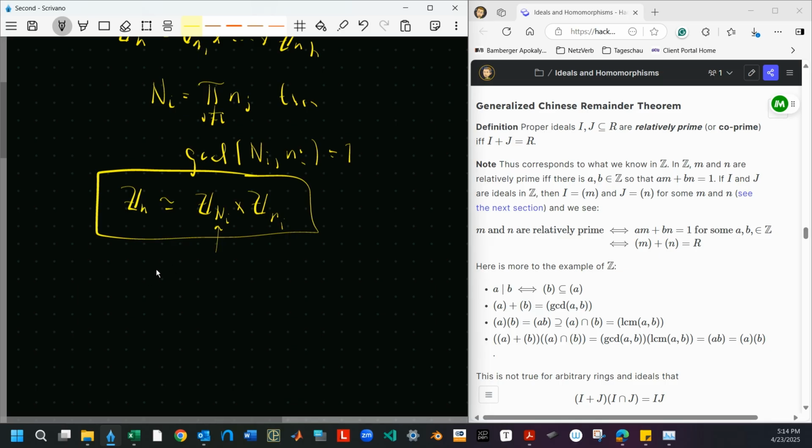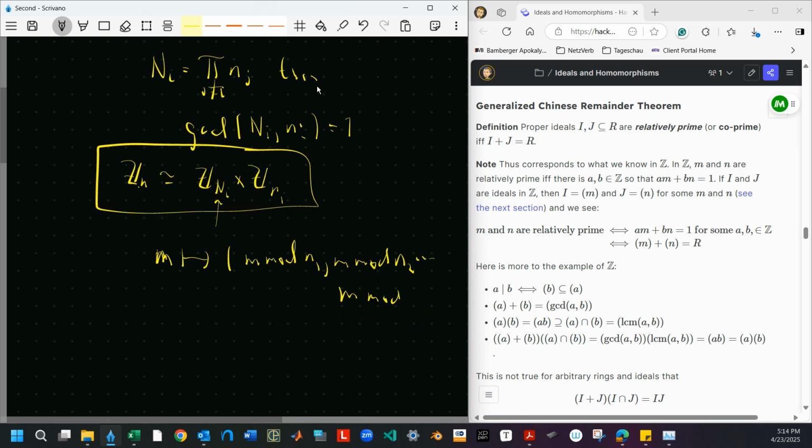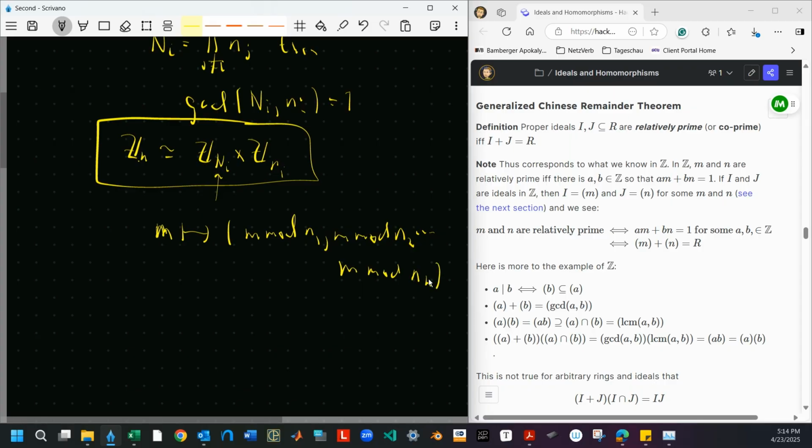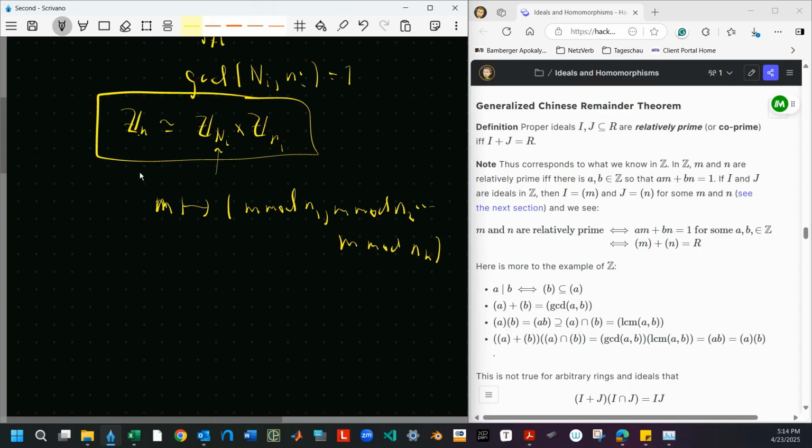So what is the map actually? The map is just some m less than n gets mapped, in the general case, to m mod n1, m mod n2, and you just keep going like that, up to m mod nk. I shouldn't call it n up here, that was bad of me. This should be k. We're getting this from the case with two things using that same trick.